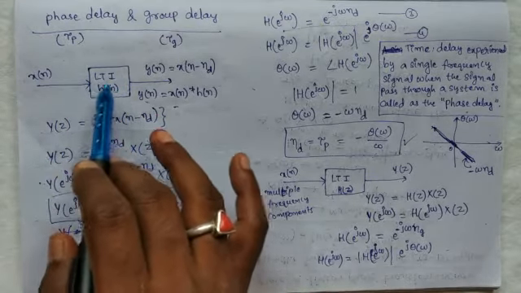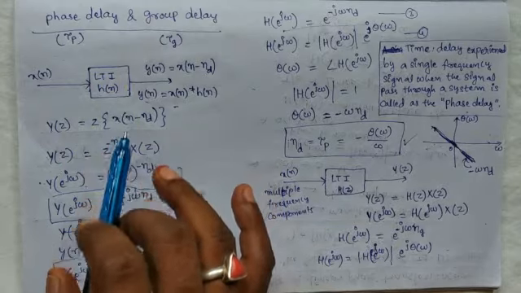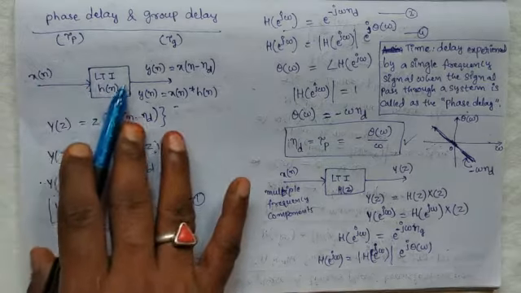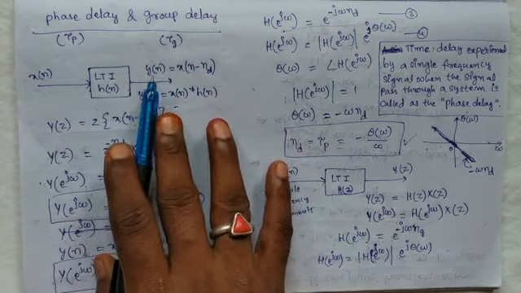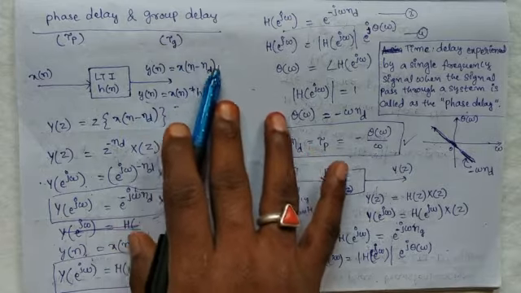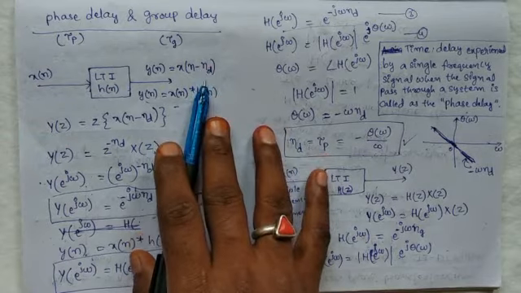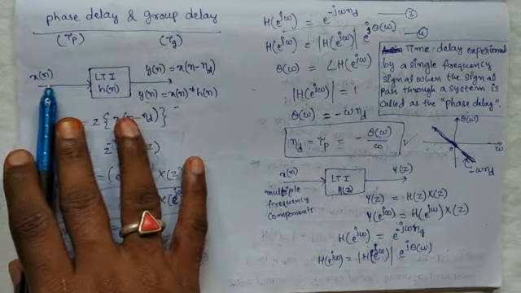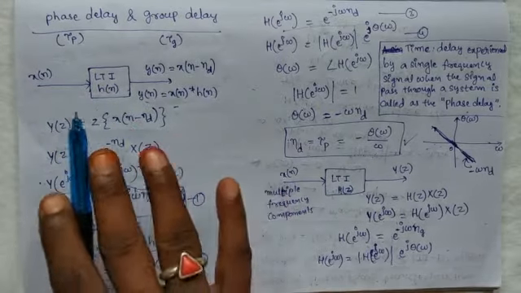This is our LTI system having impulse response h of n. Now we are applying a single frequency signal to this LTI system. This system produces an output sequence y of n. What is y of n equal to? It is x of n minus nd, which means this is the time delay of the input sequence x of n. Here nd is the time delay. This time delay experienced by the single frequency signal when it is passed through the LTI system is called the phase delay.